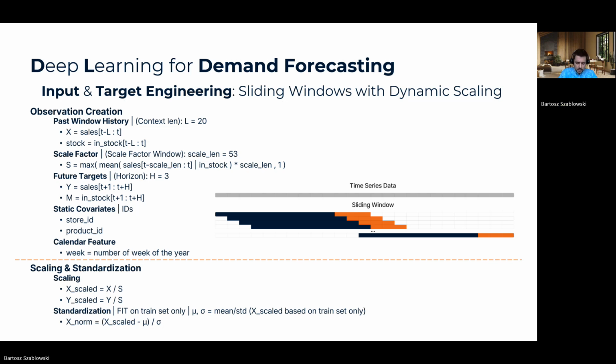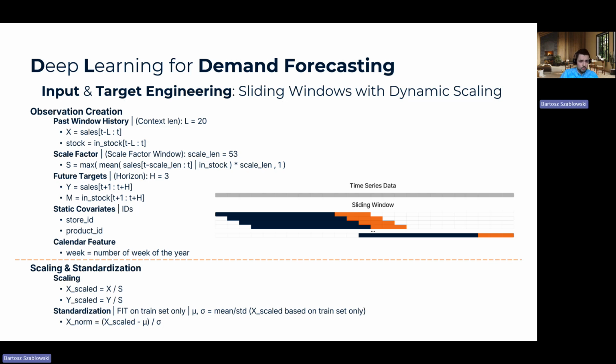So for each time series, I'm building sliding windows. So I take the last 20 sales observations as the context, together with binary information about whether the product was in stock, and corresponding information about the number of the week and static covariates like product and store ID. The forecast horizon is 3, so the target is the three next values after the context, meaning values after X.